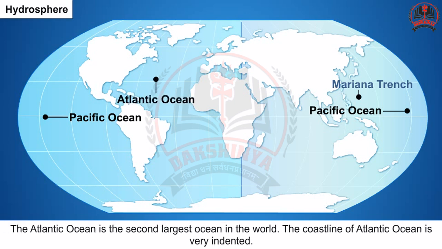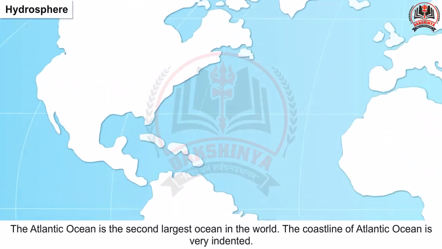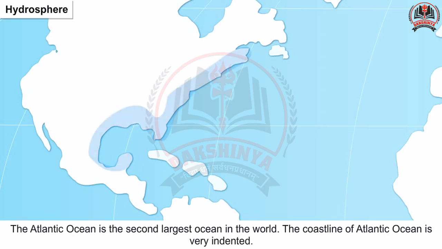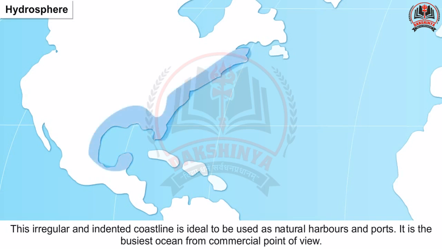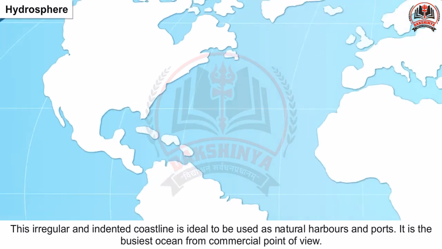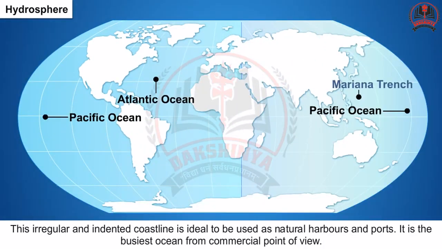2. The Atlantic Ocean is the 2nd largest ocean in the world. The coastline of Atlantic Ocean is very indented. This irregular and indented coastline is ideal to be used as natural harbors and ports. It is the busiest ocean from commercial point of view.